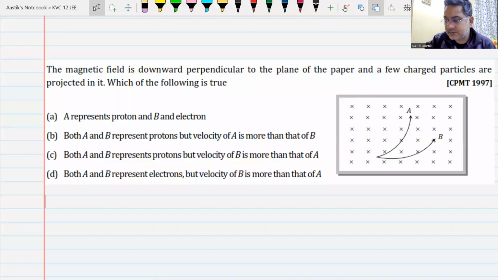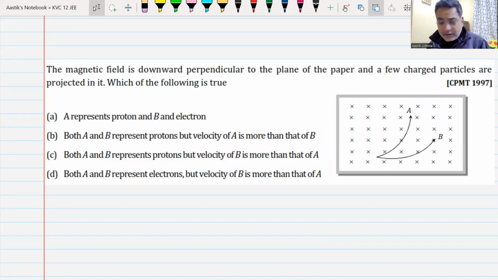This is the next question. Read the question. Don't get confused. The same question may appear in your exam. You take a deep breath and then read the question. I'll give you 2 minutes.